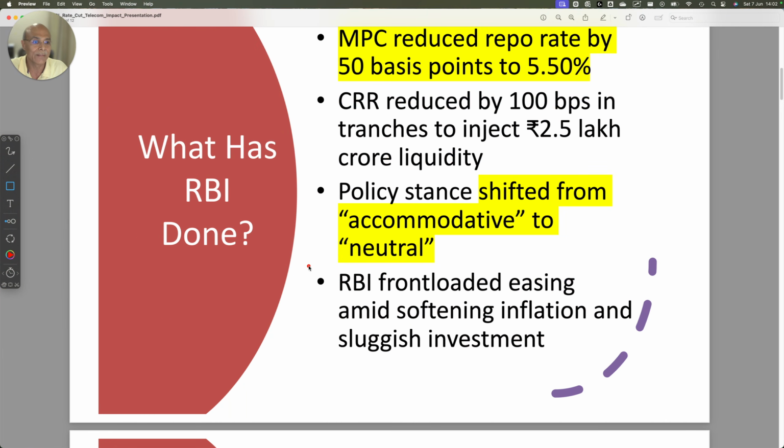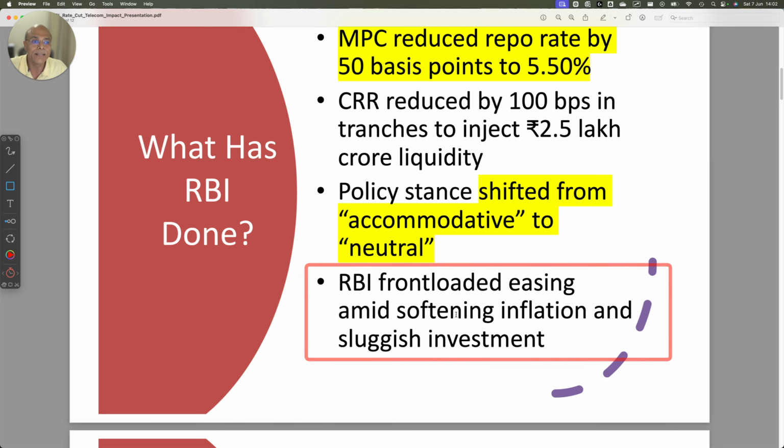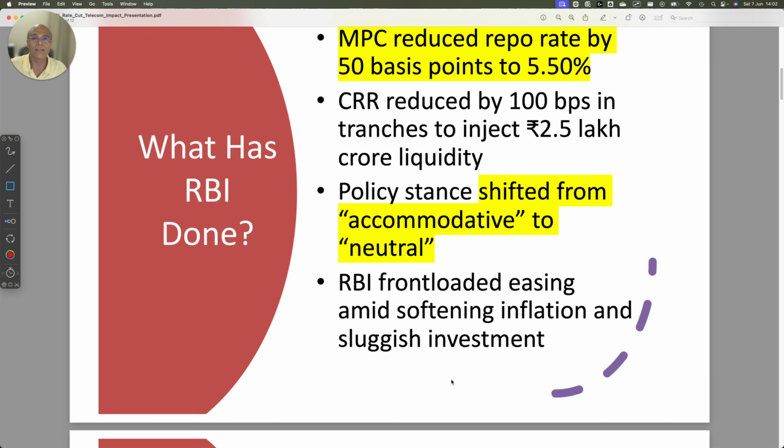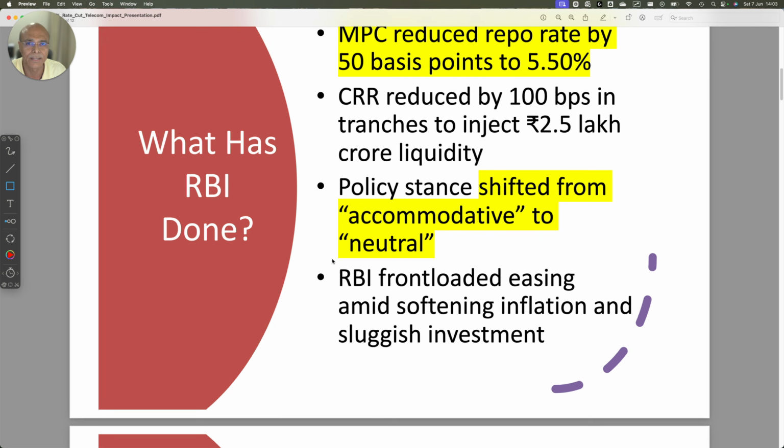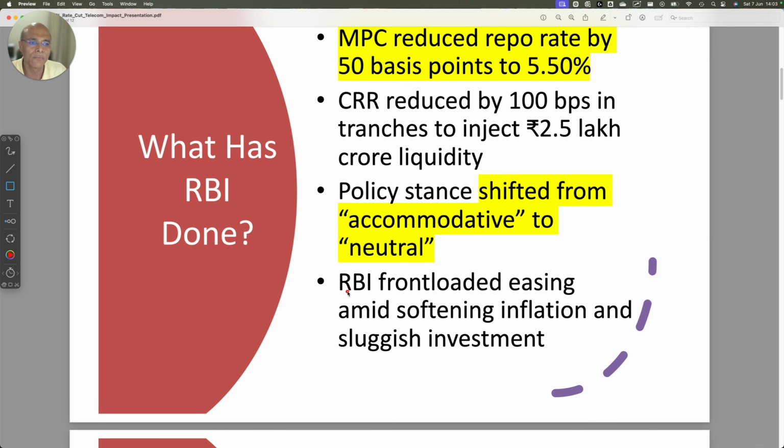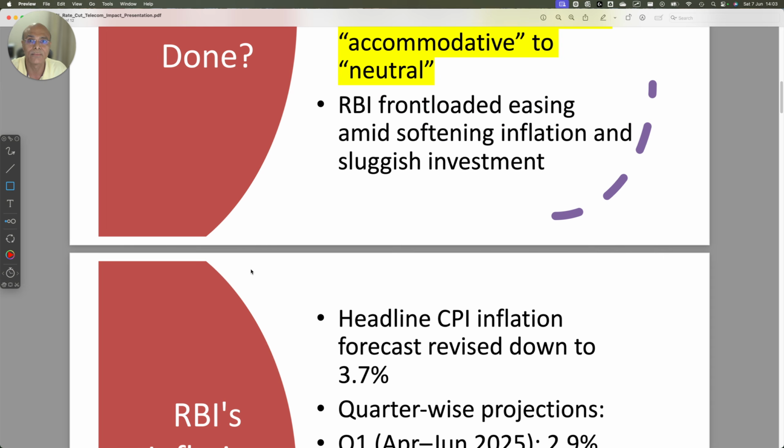So RBI front-loaded easing amid softening inflation and sluggish investment. They have just front-loaded. They have done a drastic cut, which they could have done over a much broader window. There was no need to do 50 basis points. They could have done 25 basis points and then 25 basis points at the next opportunity, but they have front-loaded, right? Because inflation has softened, which we can clearly see, and investment is sluggish and has not increased, and that's why RBI is concerned.